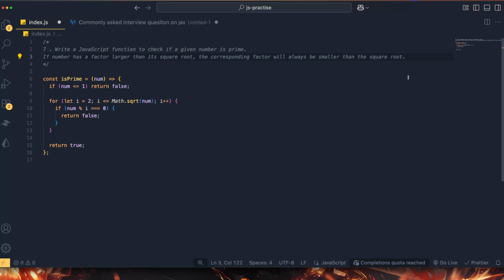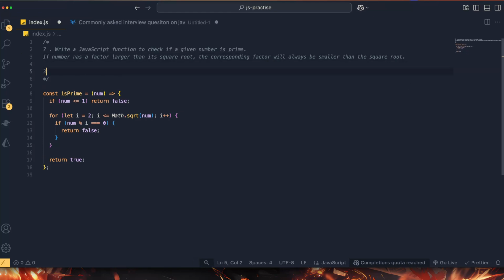For example, let's take the value 36. For 36, if you try to divide it, what are the factors? 2 and 18, right? Those are the factors, because 18 times 2 gives you the value 36.